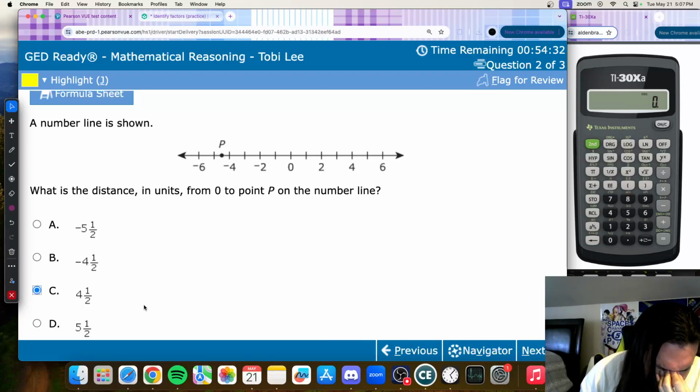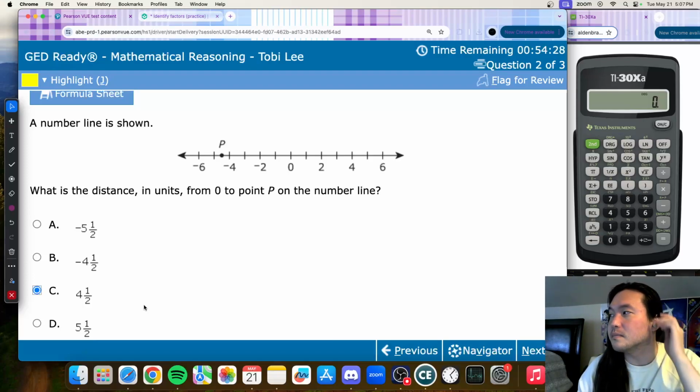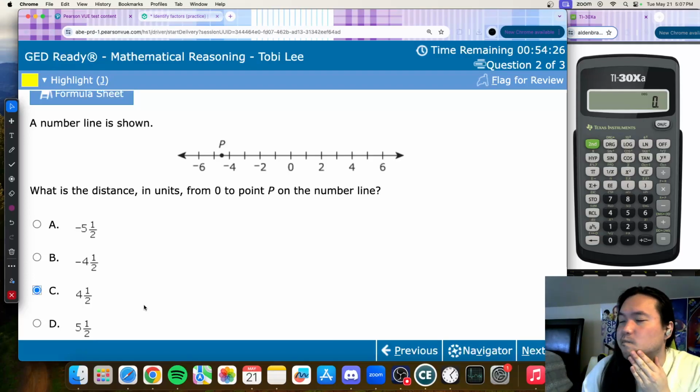So here you have to recognize that distance can only be positive. What is the distance from point 0 to P? The distance implies a positive number. So even though on the number line P represents negative 4.5, the distance between negative 4.5 and 0 is positive 4.5. Hopefully that makes sense.